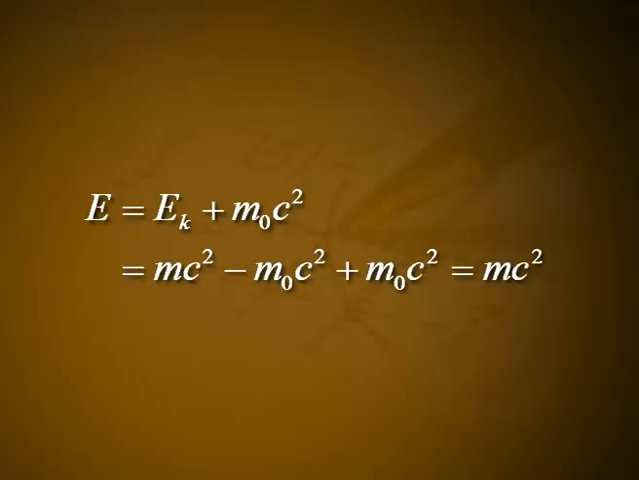When the body is at rest, the energy stored in it is m₀c² and is called the rest mass energy or proper energy. The total energy E of a body is the sum of kinetic energy Ek and the rest mass energy m₀c². E = Ek + m₀c² = mc² − m₀c² + m₀c² = mc². That is, E = mc².